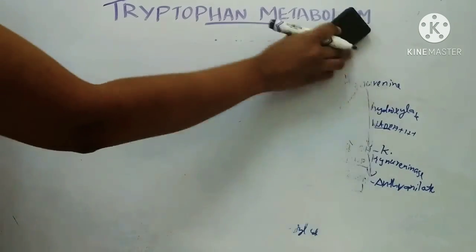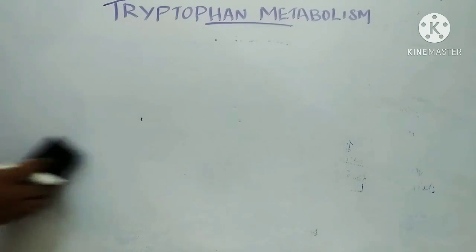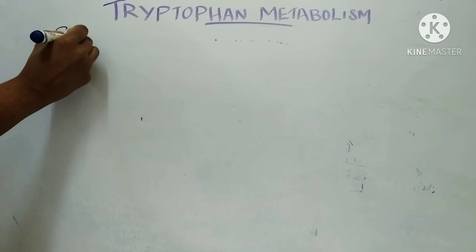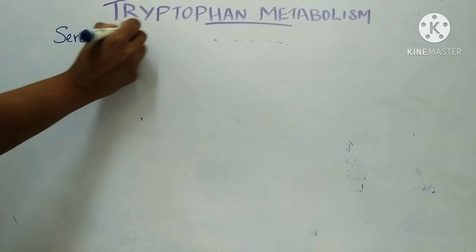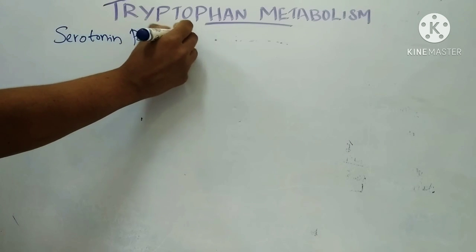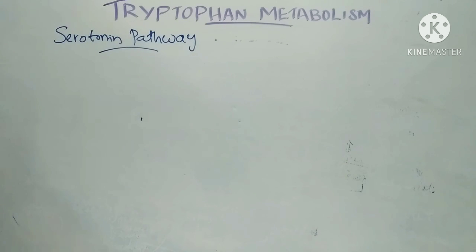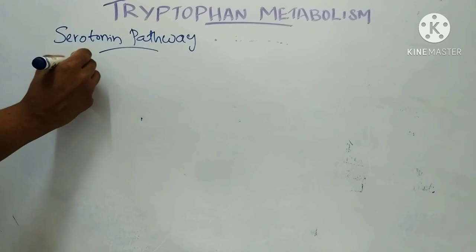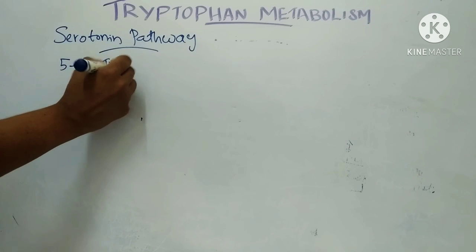Then another pathway of tryptophan metabolism is the serotonin pathway. Serotonin is chemically 5-hydroxytryptamine.